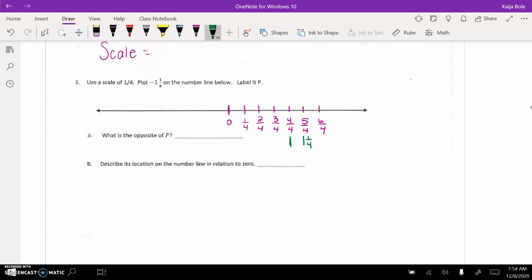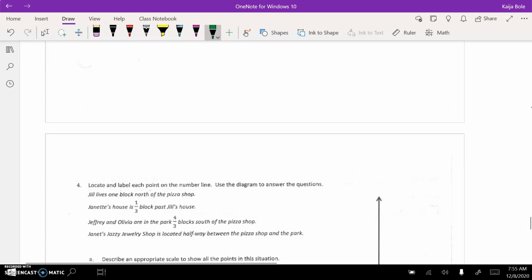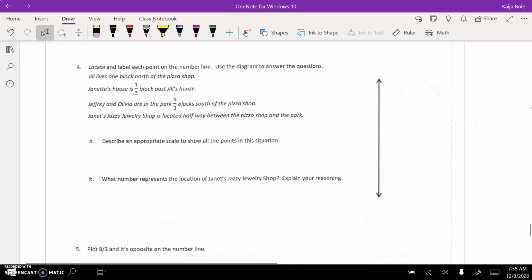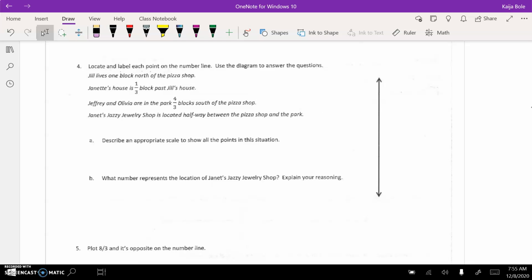And then what's the opposite of P? Describe its location, in relation to 0, to the left or to the right. That's what it's going for. All right, so you also got to do number 3. Then on the next page, number 4, locate and label each point on the number line. Use the diagram to answer the questions.